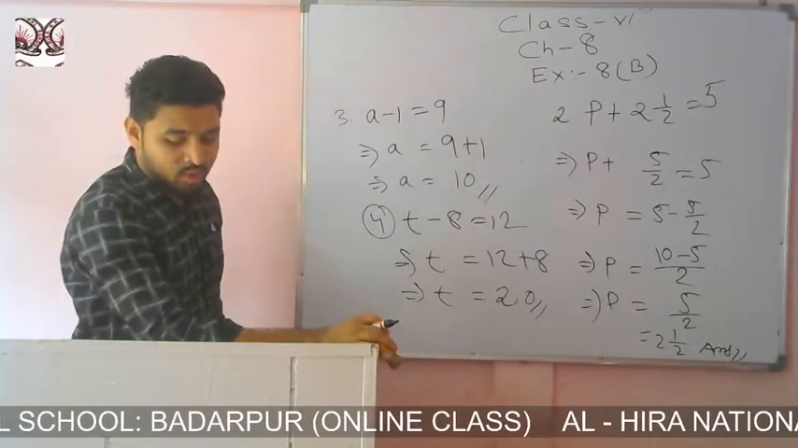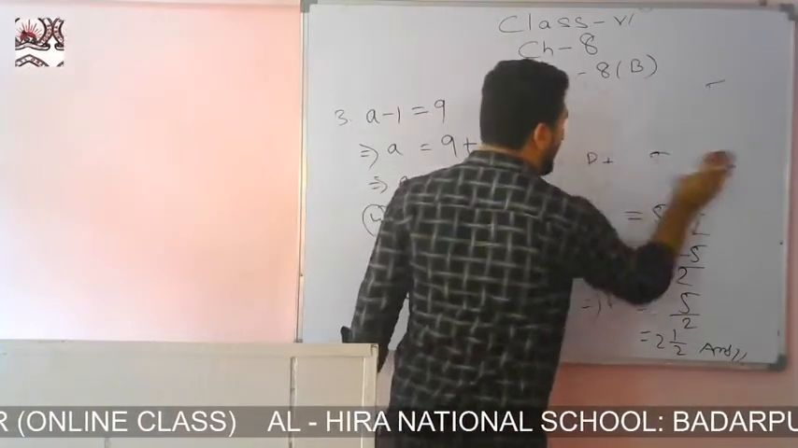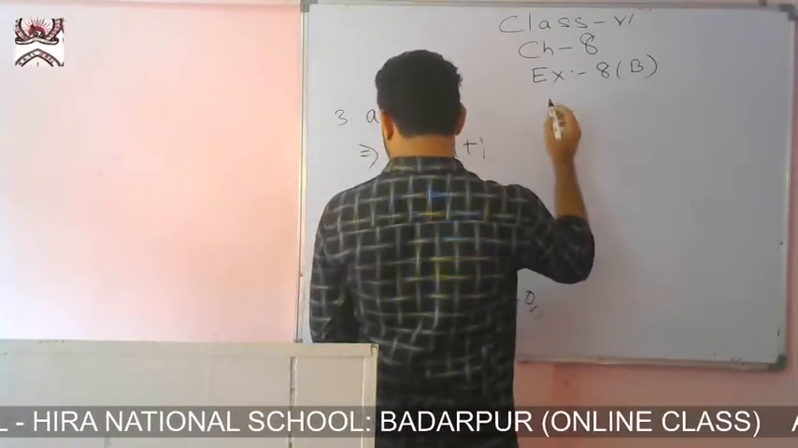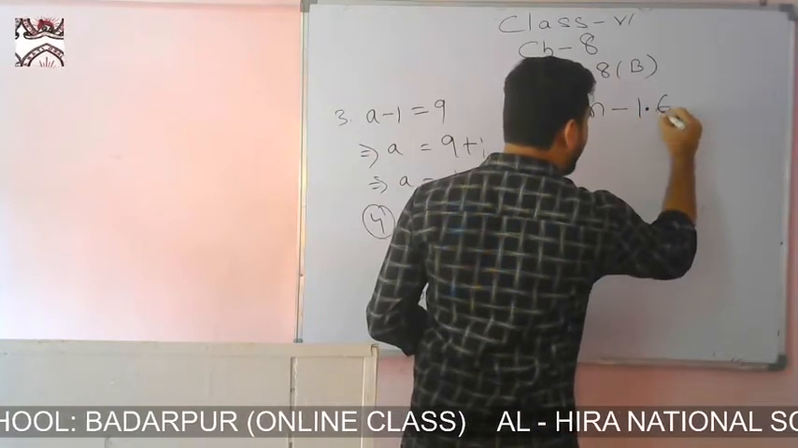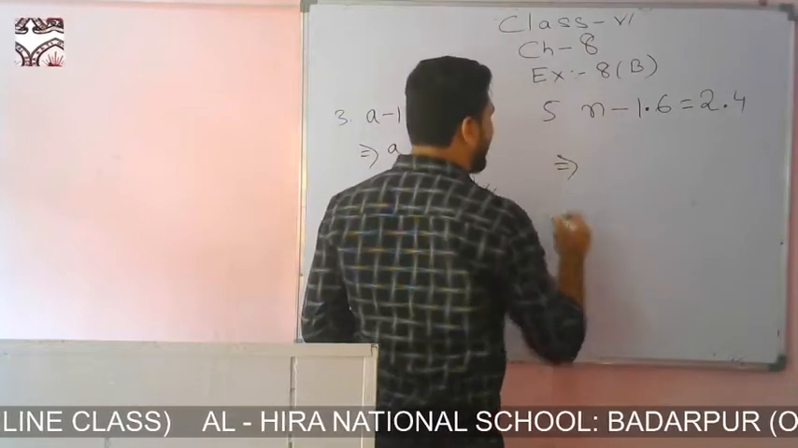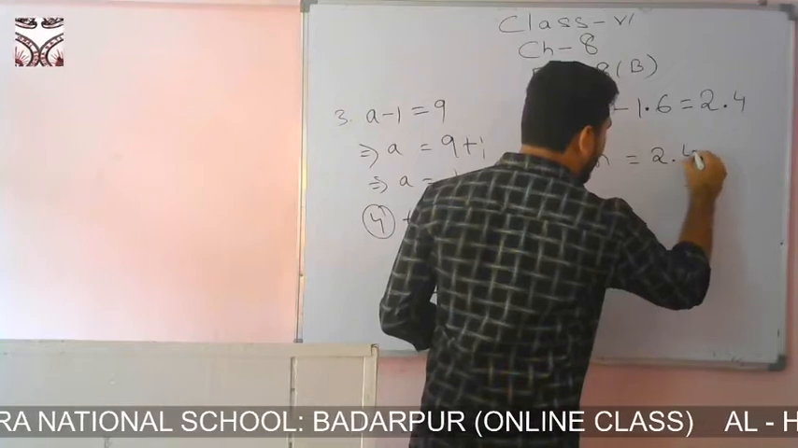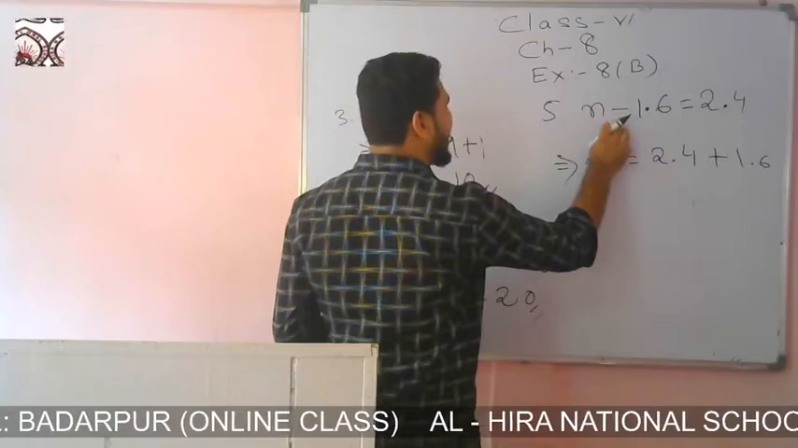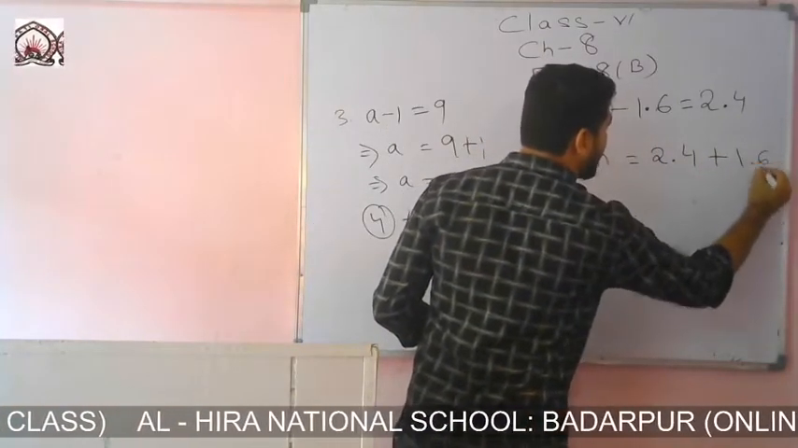Now come to question number 5, n minus 1.6 equals 2.4. Now I have to find the value of n, that is the unknown number. Then n equals obviously 2.4 plus 1.6, because you know that here it is minus, so if I shift it to the right side, it will become plus. So I added it.